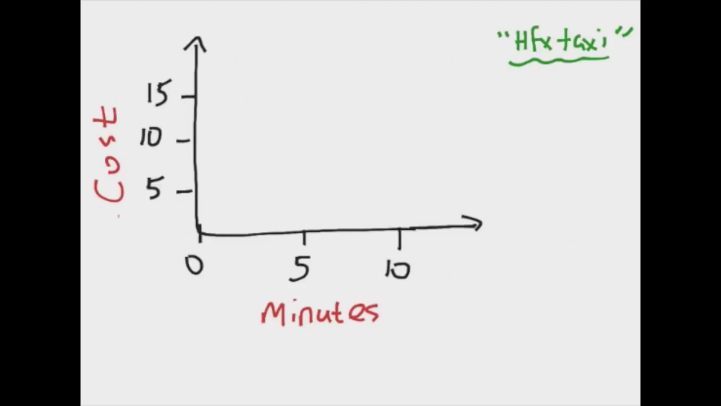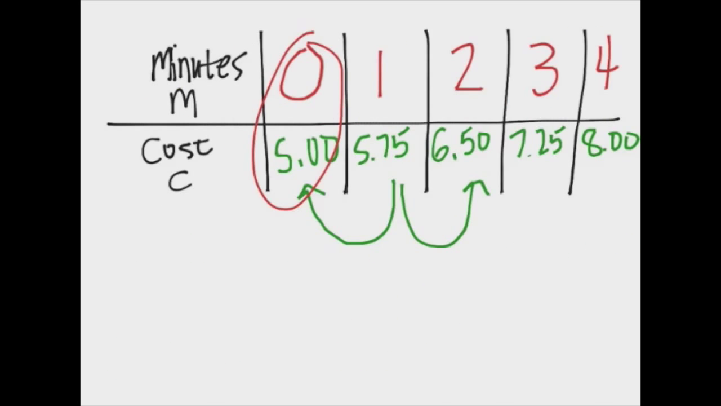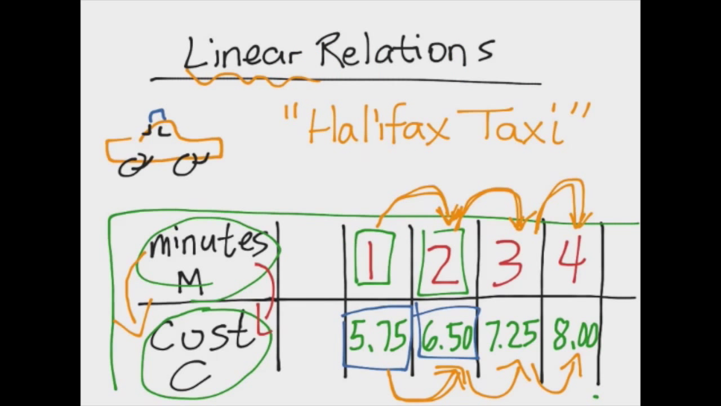Another great way to represent the information for Halifax Taxi is a graph. And for a graph, you need to set it up properly. You need to have a title. You need to label your x and y axes properly and scale them accordingly. But we need to get some points. We need to put some information in our graph. And we can get that, if you recall from the first linear relations video, from the table of values.